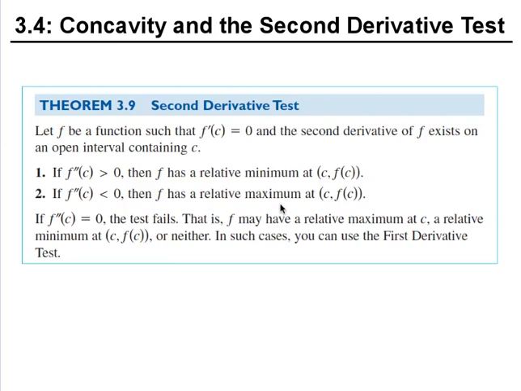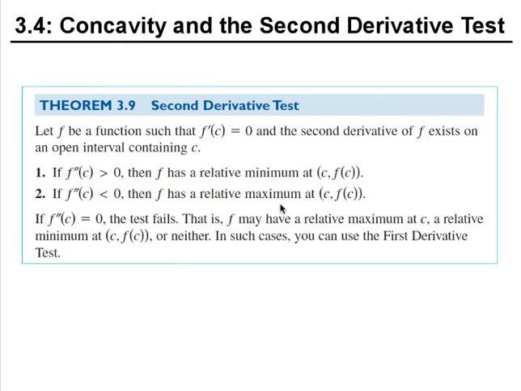Second derivative test, and this is the tail end of your homework. First of all, the second derivative test states: let f be a function such that the first derivative equals 0 and the second derivative of f exists on an open interval containing c. If the second derivative at c is greater than 0, then f has a relative minimum.